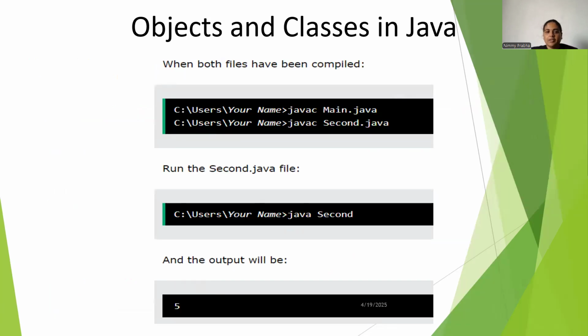Objects and classes in Java. When both files are saved, we compile, and both files are compiled. Then we run second, and what will be the output? So what we have done: in main.java we declare one variable x equal to 5. We create another class, second.java. In second.java we created an object for main. With that object we call the value of x in this class. So it will show the output as 5.